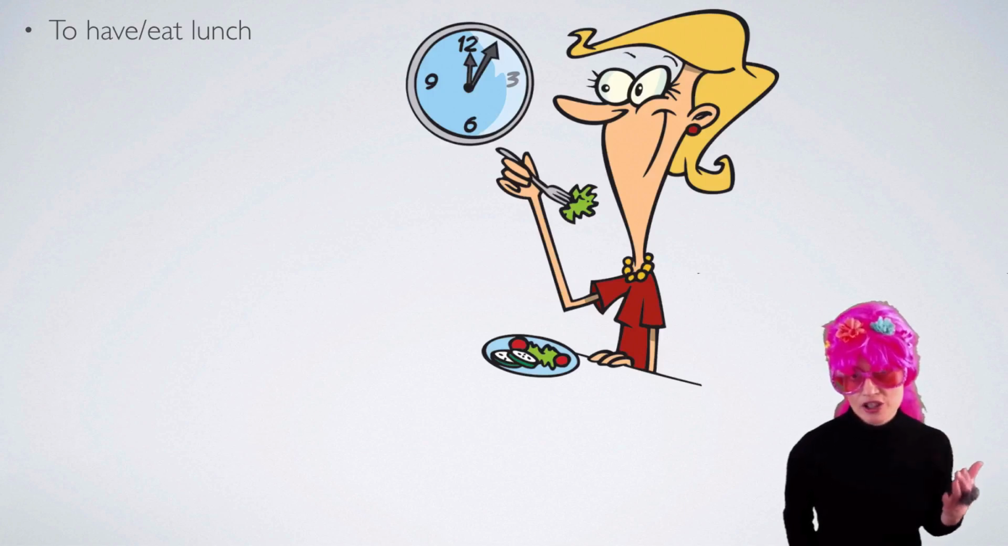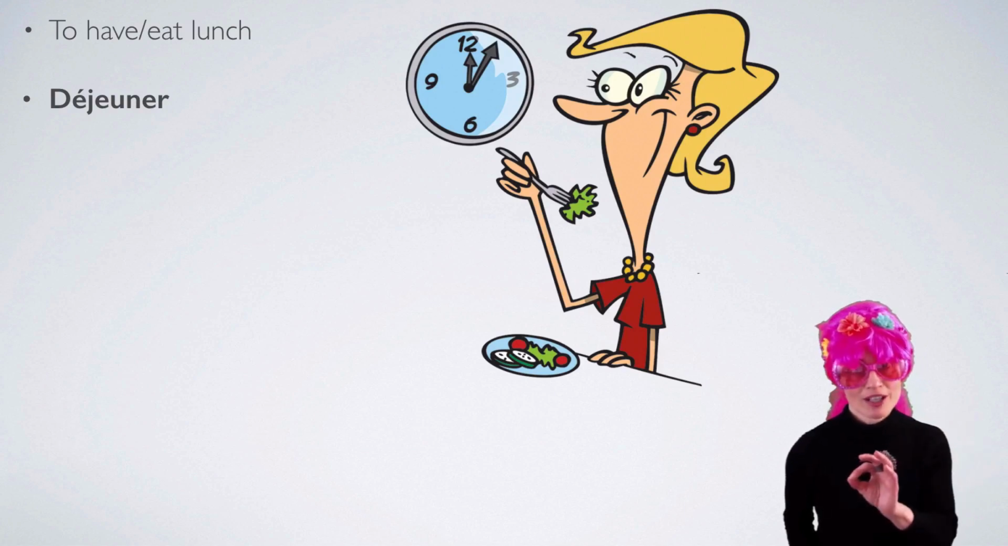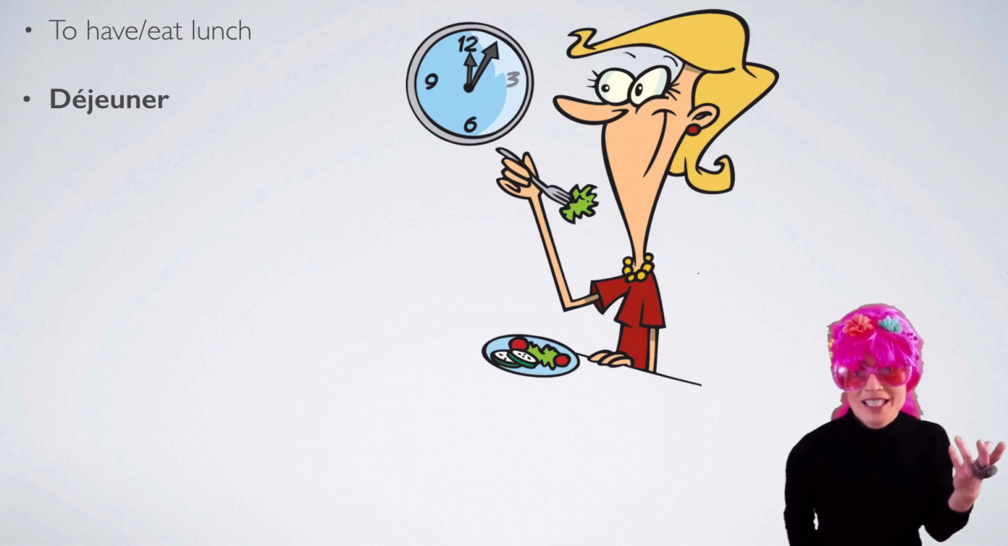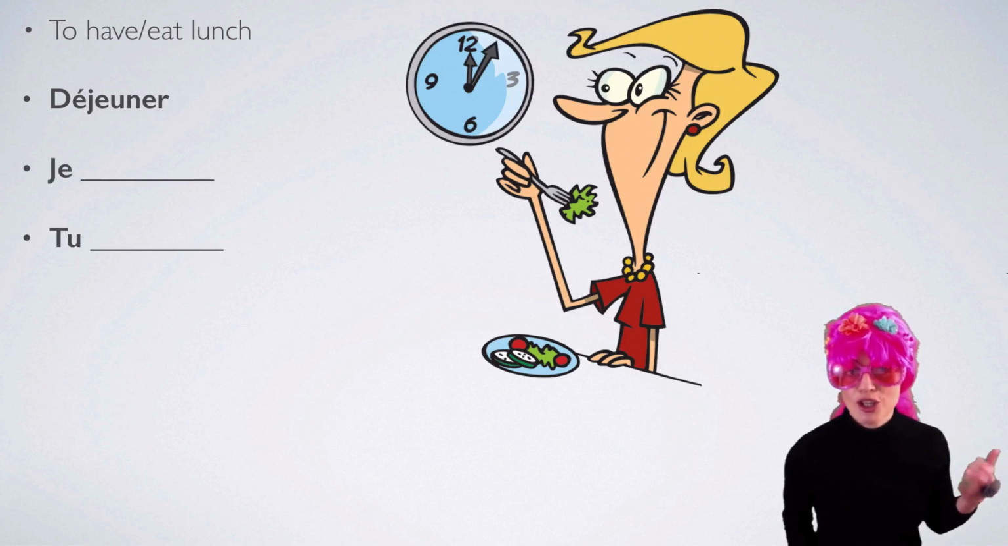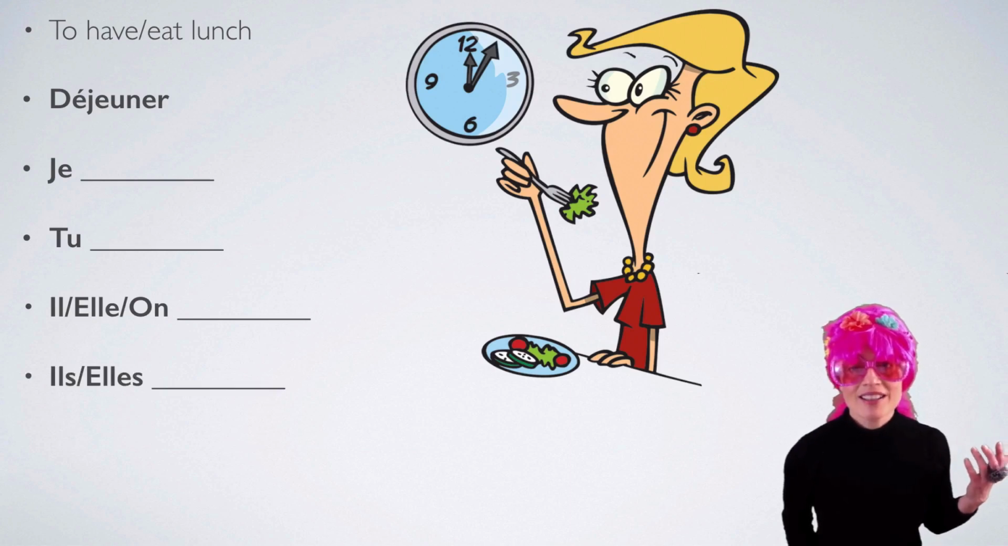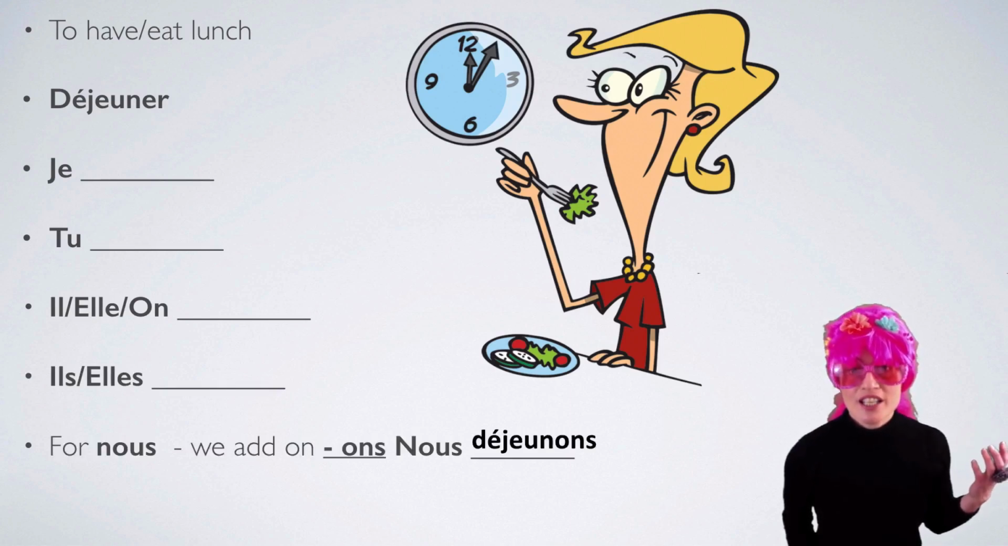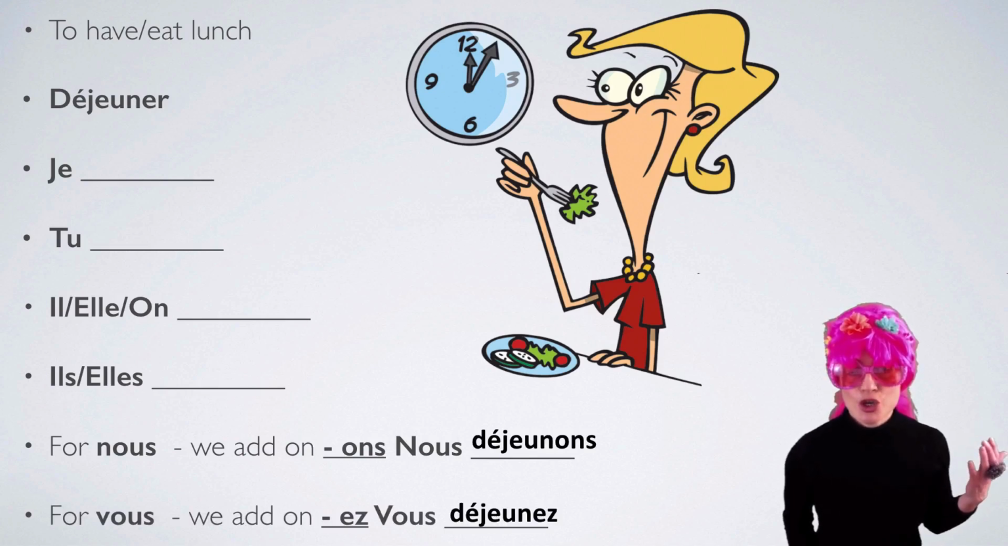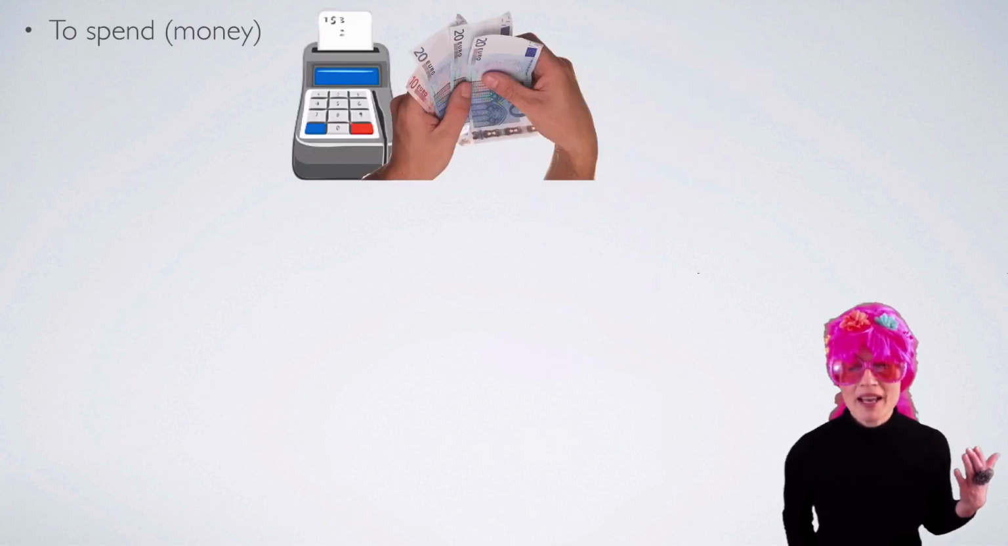To have or to eat lunch, there's a verb for this in French, as in to lunch, which is déjeuner, literally means to break the fast. We have the petit déjeuner, which is the little breakfast, and we have the déjeuner, lunch, another breaking of the fast. Take off the ER, you're left with the sound déjeune, with a nice clear N. Je déjeune, tu déjeunes, il, elle, on déjeune, they, il, elle, déjeunent. Nous déjeunons, vous déjeunez.